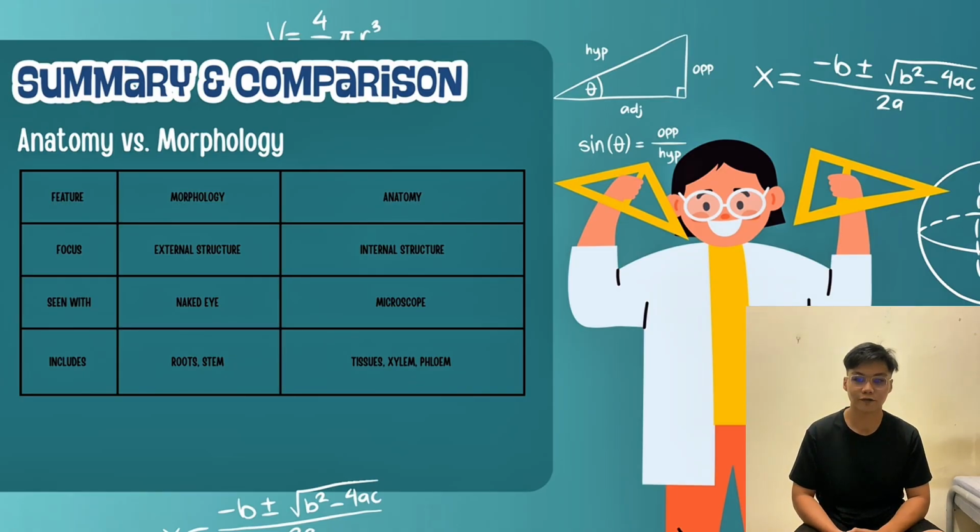Here's a quick comparison. Morphology can be seen with the naked eye, while anatomy requires a microscope. Morphology helps with plant classification, and anatomy helps us understand the functions and the structures. Both fields are important in botany, agriculture, and even medicine, since many plants are used in herbal remedies. Together they give us a full picture of plant life.